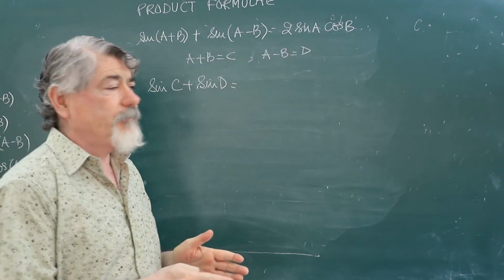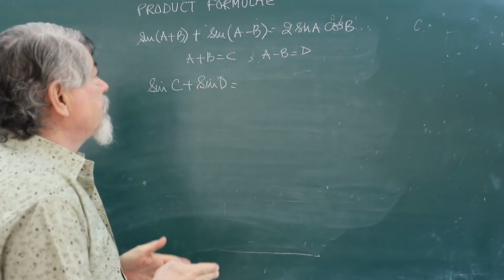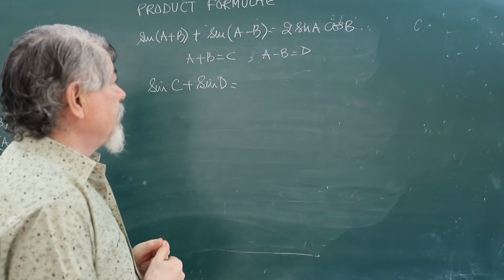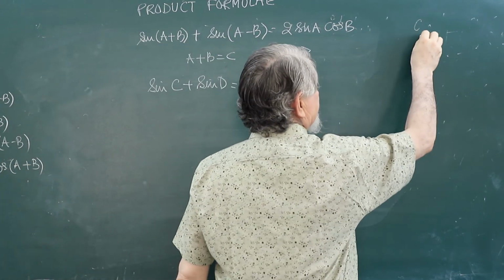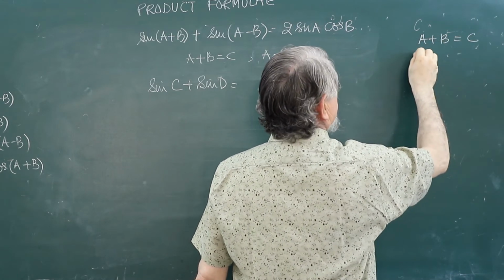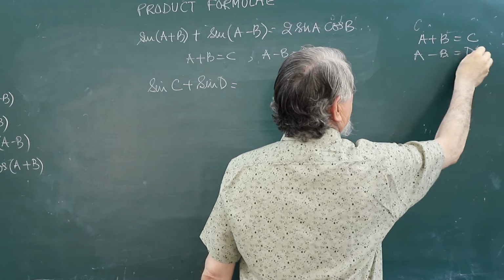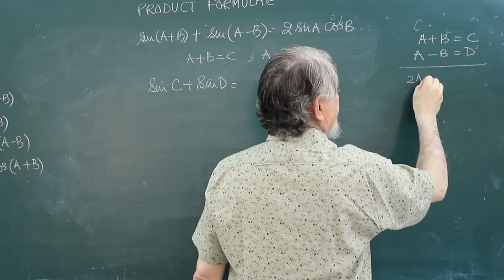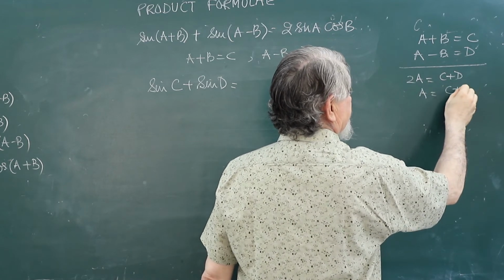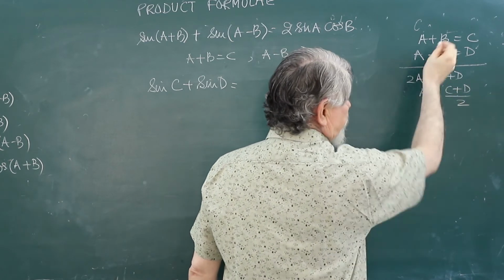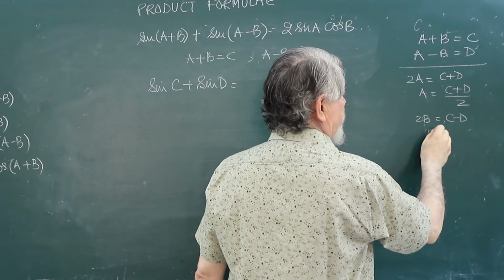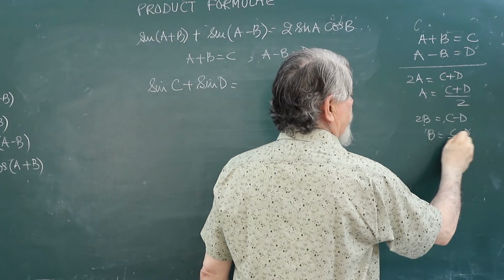When you add them, you will get A as C plus D by 2 and B as C minus D upon 2. For example, you can see it here. A plus B is C and A minus B is D. When I add, I get 2A is equal to C plus D, or A will be C plus D upon 2. When I subtract, I'll get 2B as C minus D, or B will be C minus D upon 2.